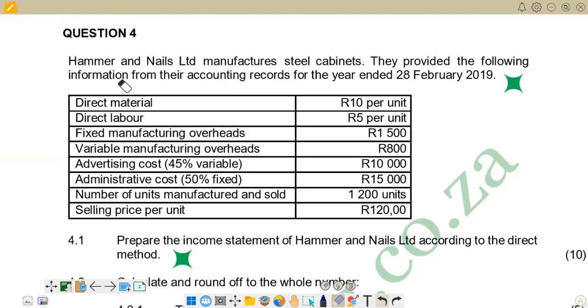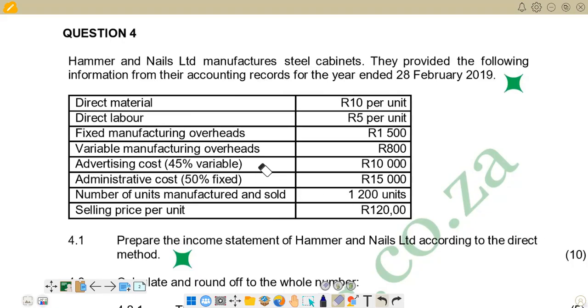The question reads, Hammer and Nails Limited manufactures steel cabinets. They provided the following information from the accounting records for the year ended 28 February 2019. Then we are given a table where we are having these figures. And beneath the table, on the first part of the question, that is 4.1, the question reads, prepare the income statement for Hammer and Nails Limited according to the direct method. This is the first part of the question, and it is 10 marks.